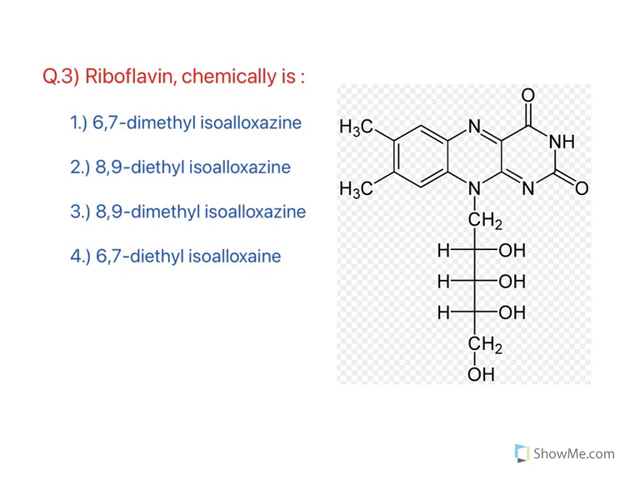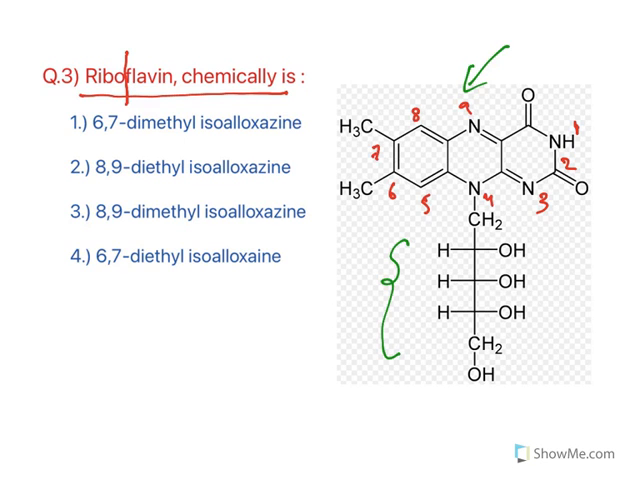Next one, riboflavin chemically is. Again, this is a structure related question. Riboflavin is made up of 2 units. What are the units? You have ribitol sugar is there, and this one is a flavin nucleus. Flavin nucleus is isoalloxazine nucleus, and in this the numbering starts from here. This is 1, 2, 3, 4, 5, 6, 7, 8, 9, like this it goes on.